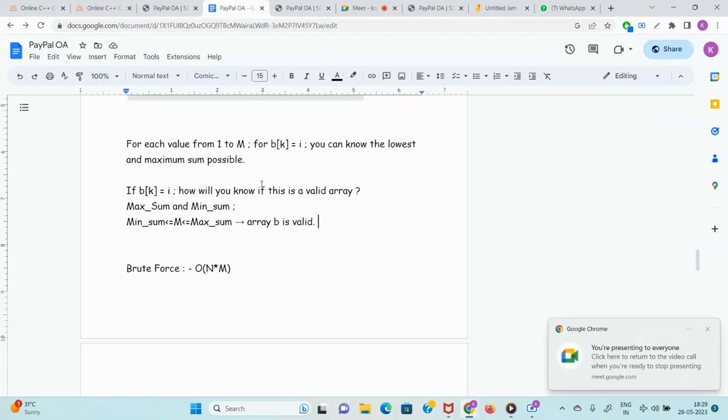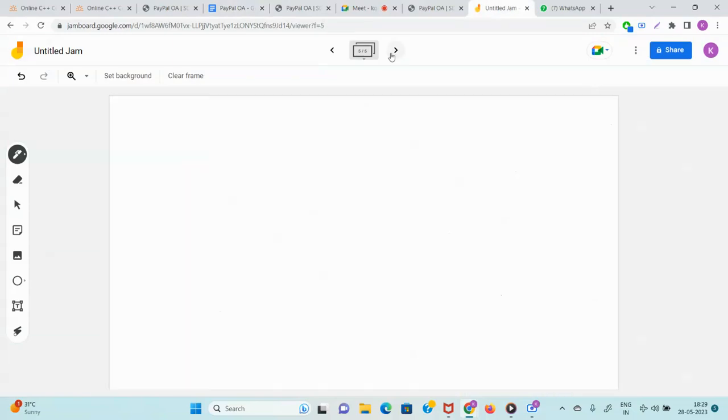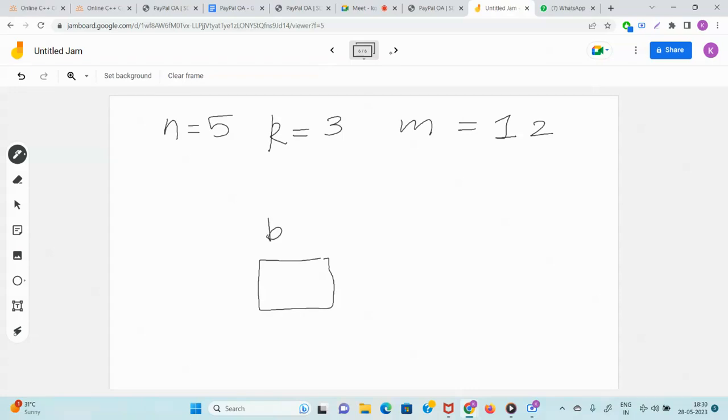Okay. So guys, what is the question saying? Let's go back. The question is saying that you are given an n. Your n is 5. You are given a k. Your k is 3. You are given an m. Your m is 12. Now you decide that b of k will be 1. You decide that b of k initially will be 1.